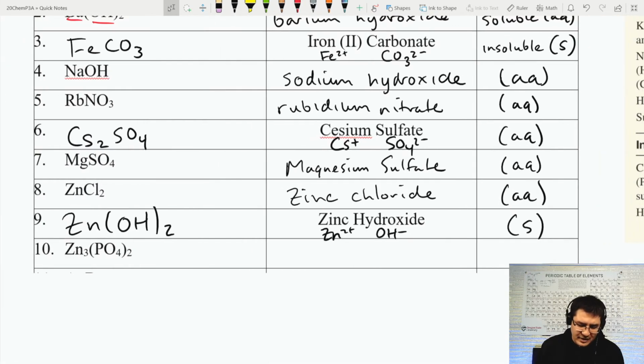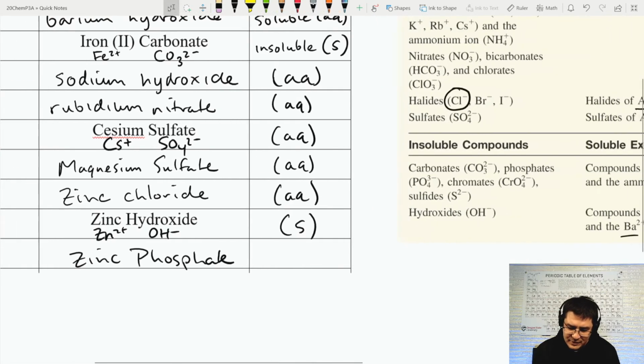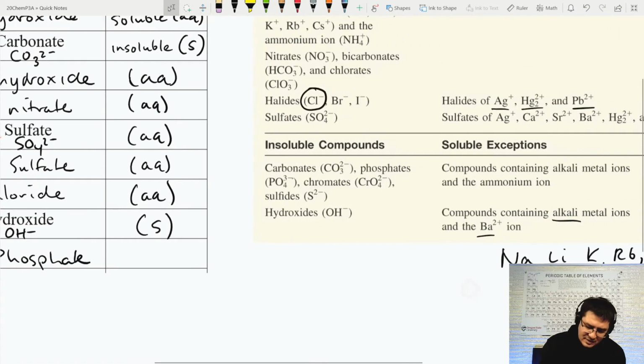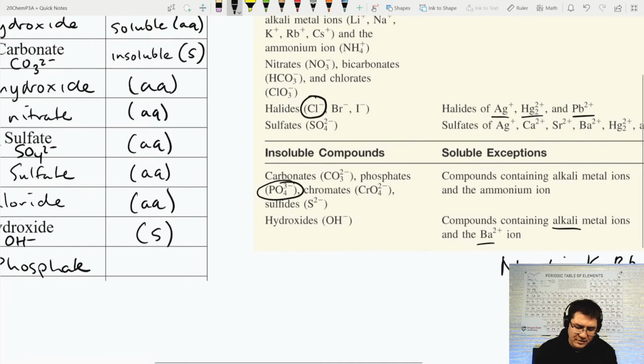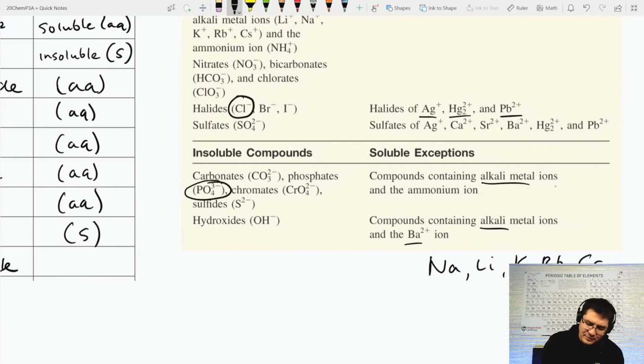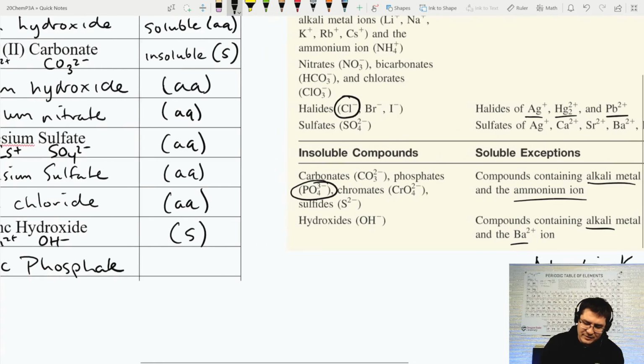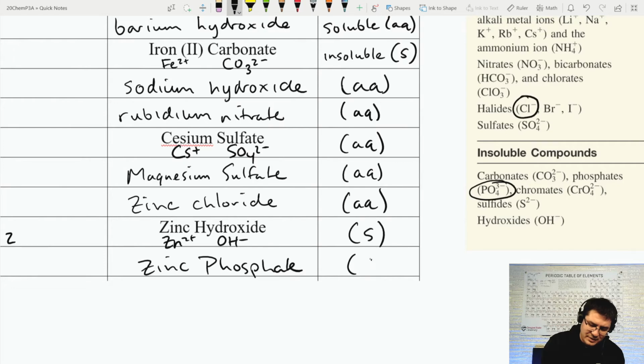And another one, zinc phosphate. So zinc phosphate, I go find PO4. There's PO4. PO4 is insoluble except for alkali metals and ammonium ions partnered with it. So since zinc is not one of those, then this would also be insoluble. And not to confuse you, S doesn't stand for soluble, S stands for solid. Okay, so that's that.